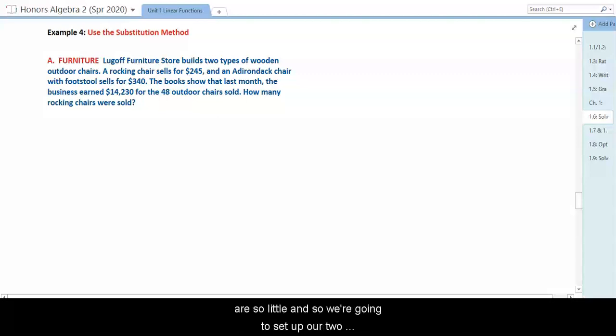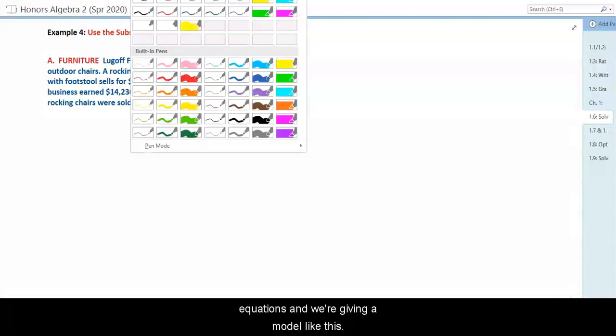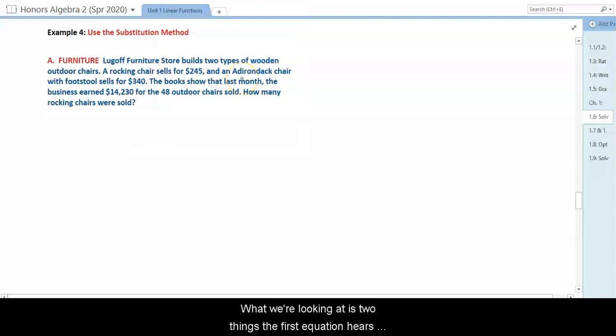And so we're going to set up our 2 equations. And when we're given a model like this, what we're looking at is 2 things. The first equation here is going to be based on cost and how much these chairs are worth.